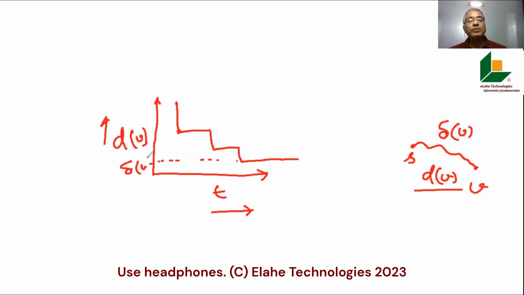So the dV value is initially set to infinity, and then it gradually drops down to settle to the delta V value at the end of the algorithm. This is how the algorithms will be structured. We'll try to refine the estimate delta V with dV and gradually take it to the exact value delta. This will be the structure of the algorithm. So we'll see how to do that. Let me get back to the slide once more.